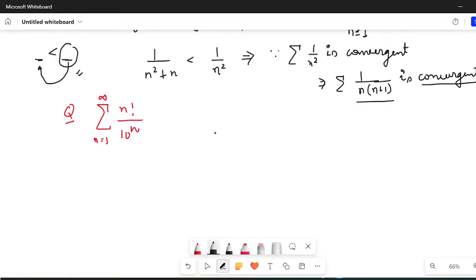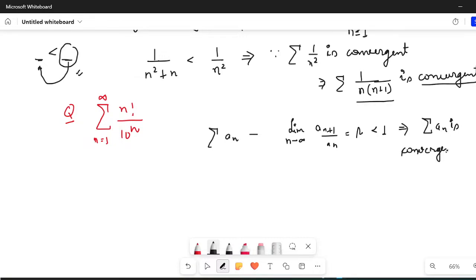So what did I tell you yesterday? If you have a series summation an, and you have to think about convergence and divergence, and if the limit as n tends to infinity of an plus 1 divided by an is equal to some limit, let's say r, and if this is less than 1, then we can say that summation an is convergent.